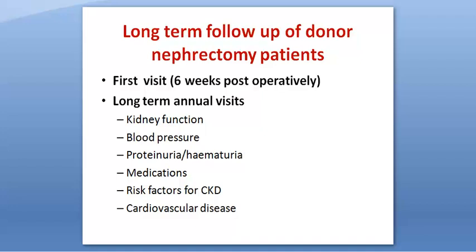After nephrectomy, the donor should be followed up, initially 6 weeks post-donation, and then after that annually, where we look at the kidney function, the blood pressure, proteinuria, hematuria, medication, new comorbidities, and risk factors for CKD and cardiovascular disease.